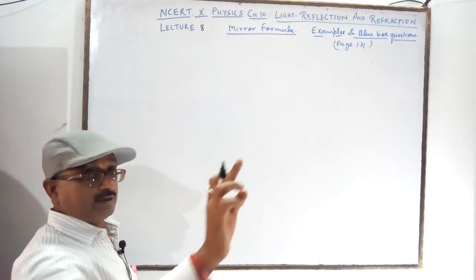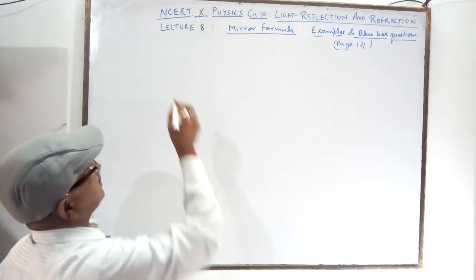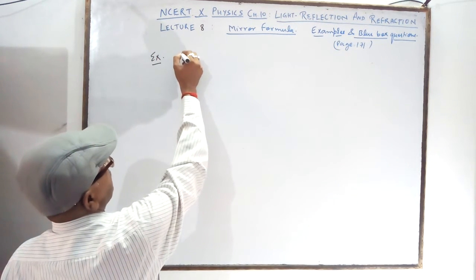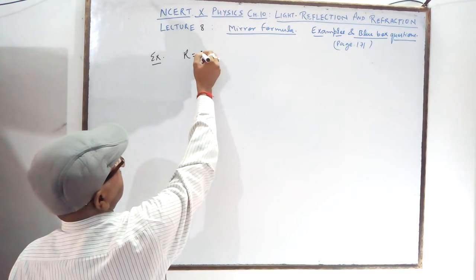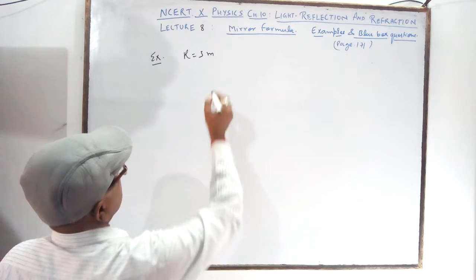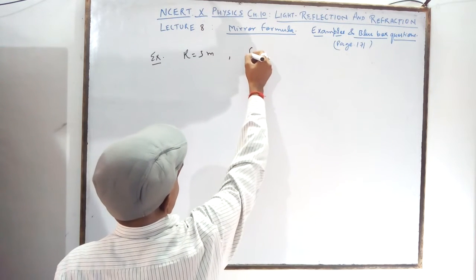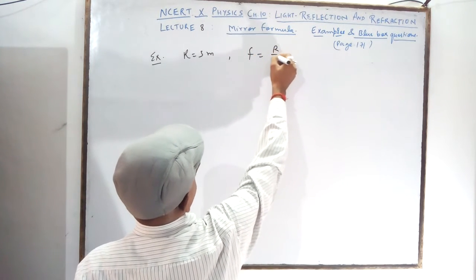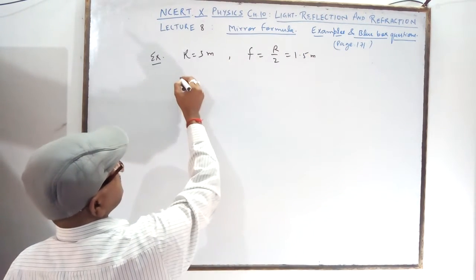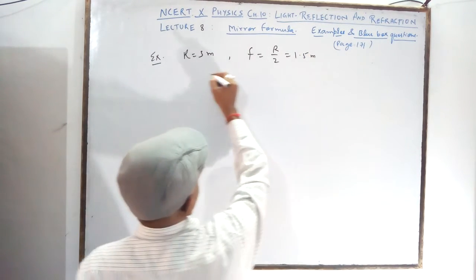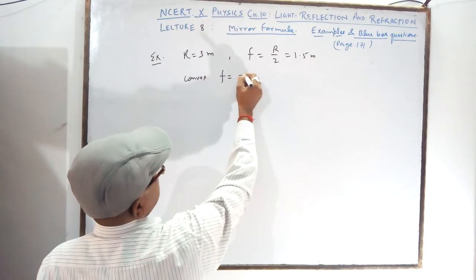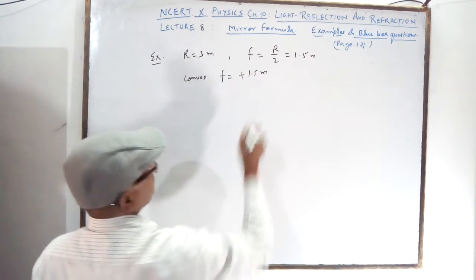Mirror formula: 1 upon v plus 1 upon u is equal to 1 upon f. In this example, first the radius of curvature is given, 3 meter. Radius of curvature is given 3 meter, and the focal length you will find out by this. Radius of curvature gives you 1.5 meter. Because it is a convex mirror, the focal length will be plus 1.5 meter.